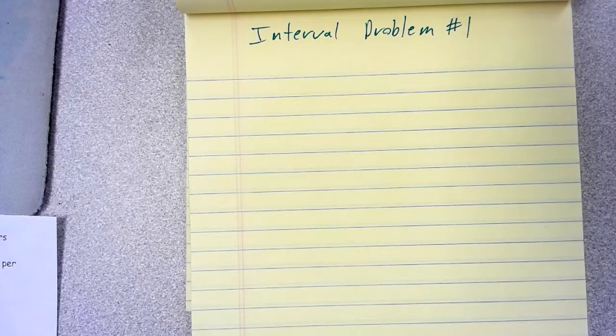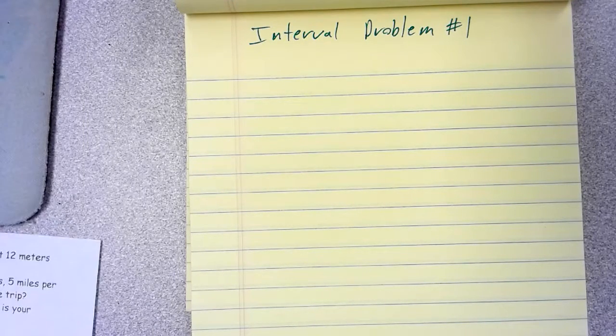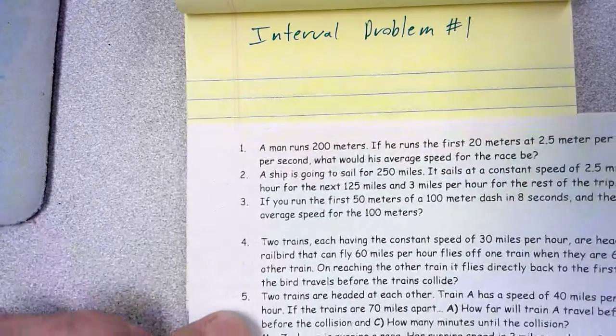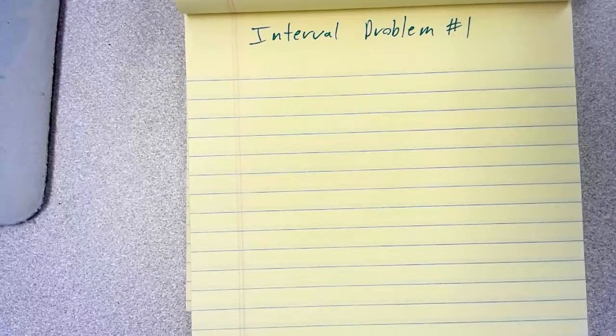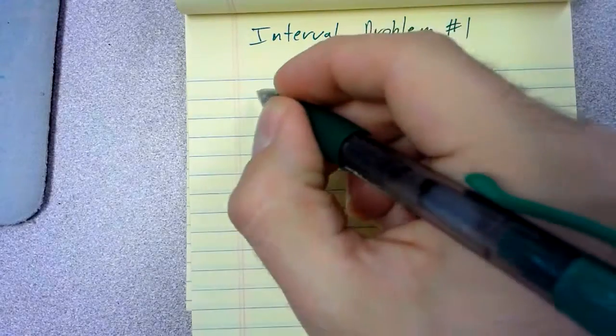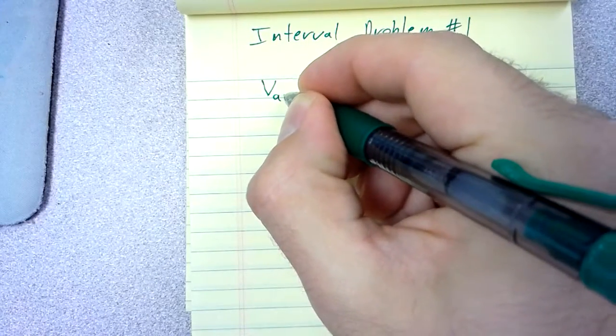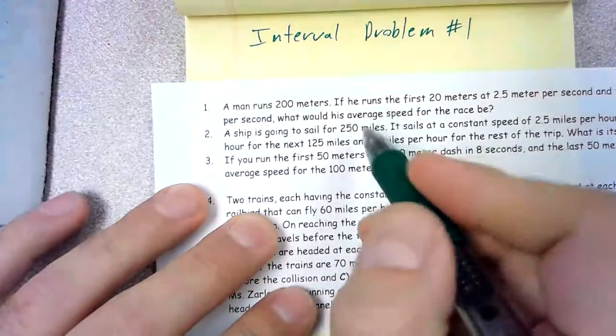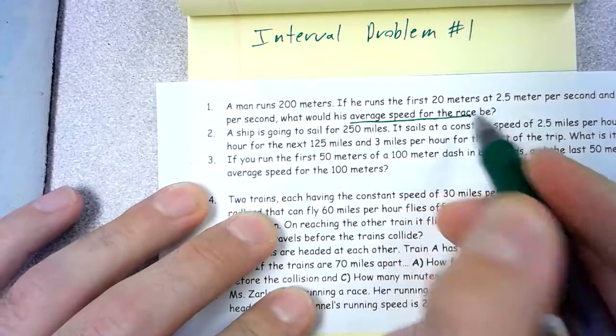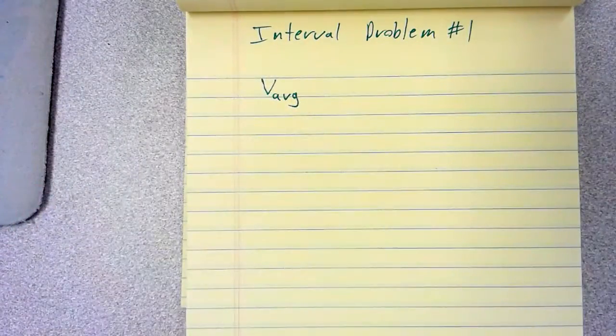Here we are. So we're working on interval problem number 1. We're looking at a man running 200 meters. I know that when I'm working with interval problems, my big goal is to be finding my velocity average. That's what we're being asked for. We're asked about the average speed for the whole race. So I'm solving the average.